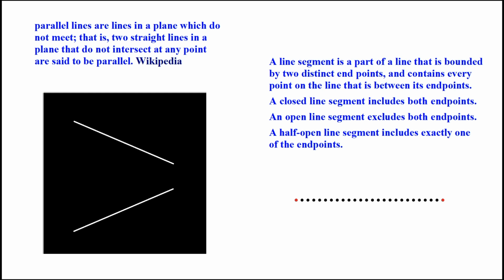Okay, there you see the two endpoints are red, colored them red so that you can know what an endpoint is, and contains every point on the line that is between its endpoints. Okay, so that's the so-called line segment. What they're trying to tell you is that this line segment has a beginning and an end. Okay, and it's finite. A closed line segment includes both endpoints. An open line segment excludes both endpoints, and a half-open line segment includes exactly one of the endpoints.